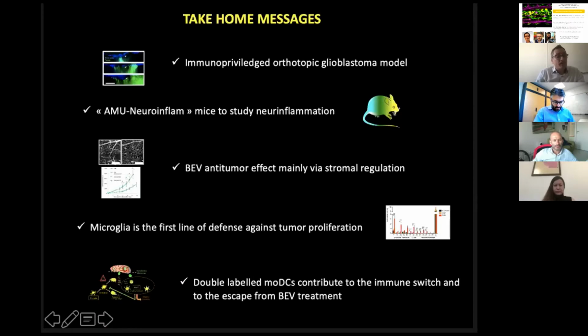Microglia is the first line of defense against tumor proliferation. And it is only later that the peripheral immune system is called to help. But the fact that it comes will finally dampen the possibility of microglial cells, phagocytic cells, to compete and to fight against the tumor cells. The double label cells then would contribute to this immune switch and to the escape from a bevacizumab treatment.